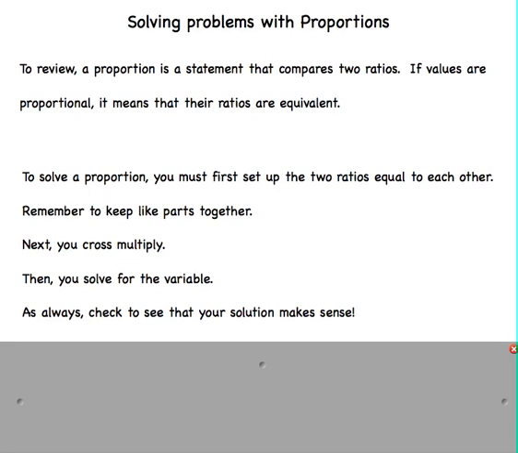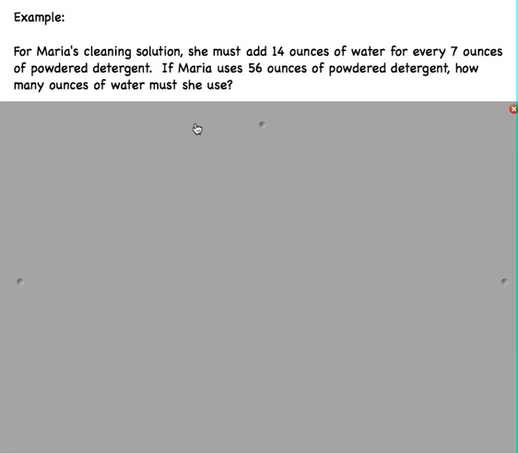Let's see this in a real problem. For our example, we have Maria's cleaning solution. She must add 14 ounces of water for every 7 ounces of powdered detergent. If Maria uses 56 ounces of powdered detergent, how many ounces of water must she use?